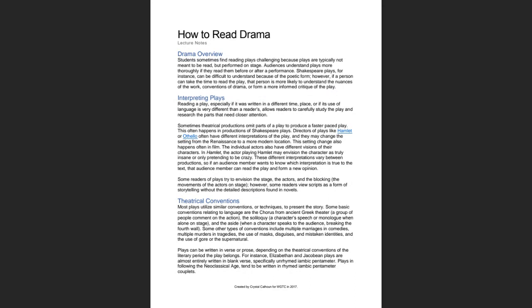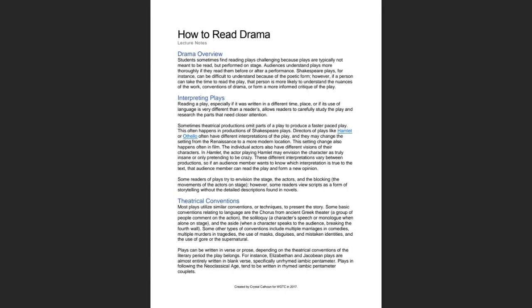Sometimes theatrical productions omit parts of a play to produce a faster paced play. This often happens in productions of Shakespeare plays, which can be very long. Directors of plays like Hamlet or Othello often have different interpretations, and they may change the setting from the Renaissance to a more modern location to make it more relatable. This happens a lot in film too, filmic renditions of Shakespeare's plays. The individual actors also have different versions of their characters. In Hamlet, the actor playing Hamlet may envision the character as truly insane or only pretending to be crazy. These different interpretations vary between productions.